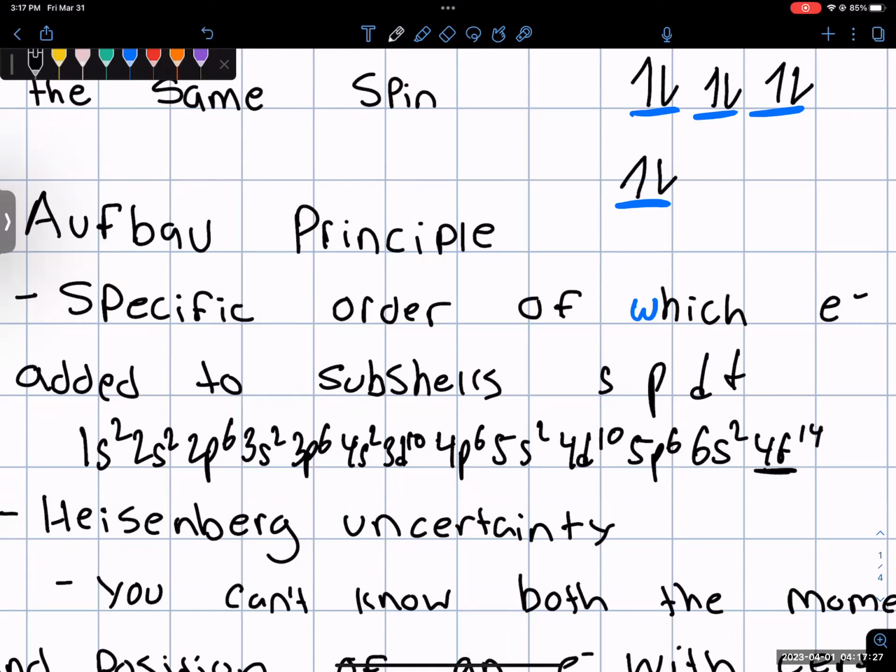Yeah, so you can erase all that, I guess. Bonus points if y'all can tell me the element that this electron configuration corresponds to. I guess brownie points.